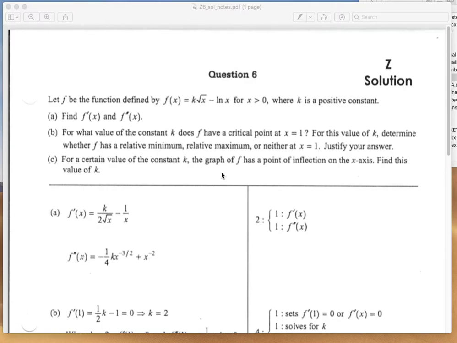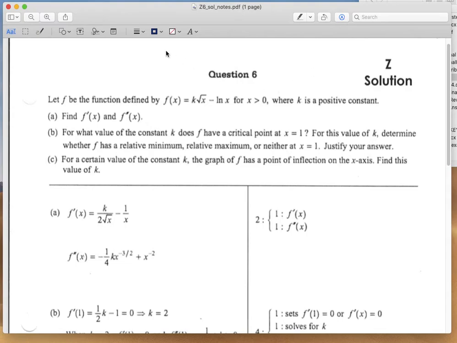Here's the solution to Z6. Z6, they give you a function, but not in a straightforward way. The function that they give you has a constant in there, and they're not telling you what the constant is right now. So k is some positive constant, and they want us to find the first and the second derivative of this function.